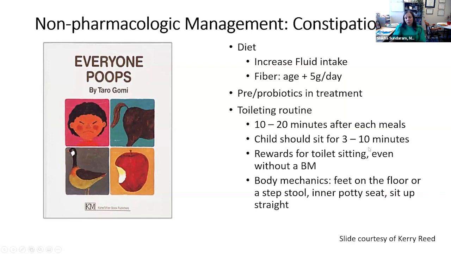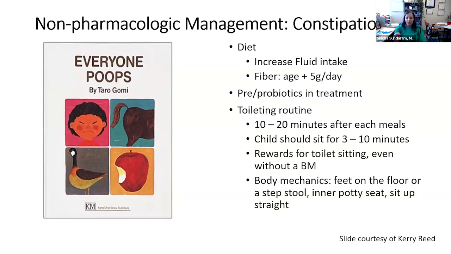And then as children are toilet trained, a toileting routine can really help with constipation. Potty sitting for 10 to 15 minutes after every meal, and sitting there for roughly 5 minutes and giving rewards, because that really is going to help kids of any developmental stage understand and take advantage of their gastrocolic reflex.